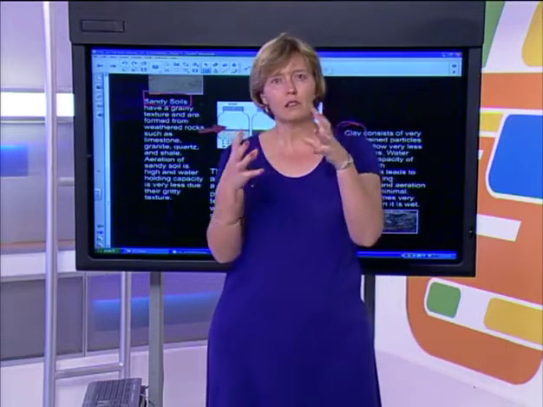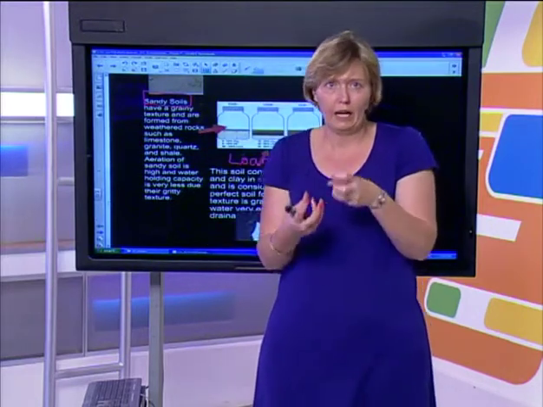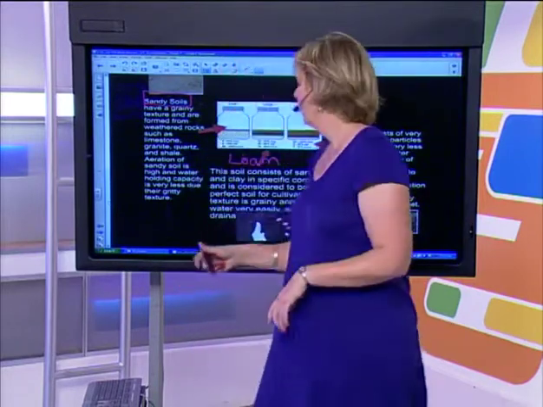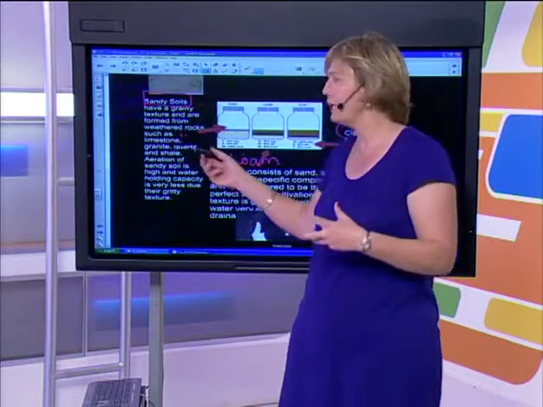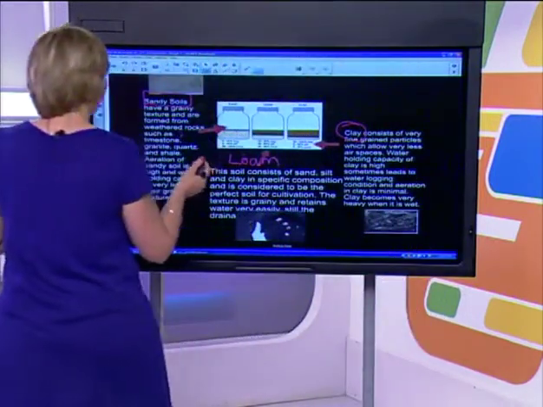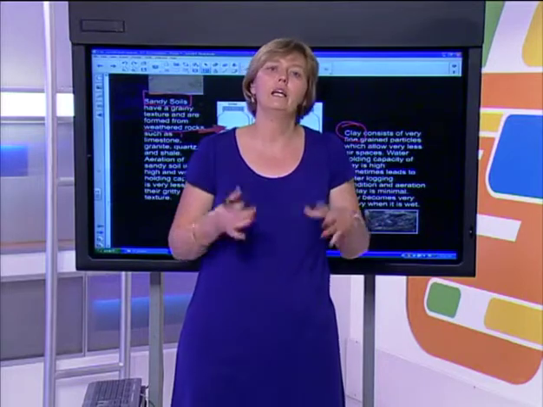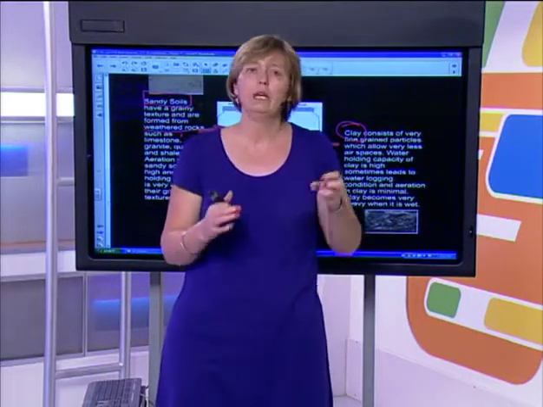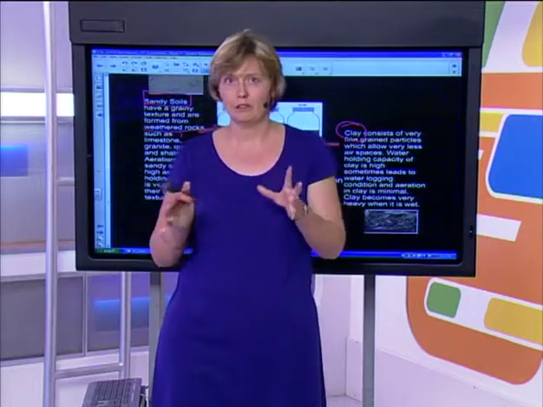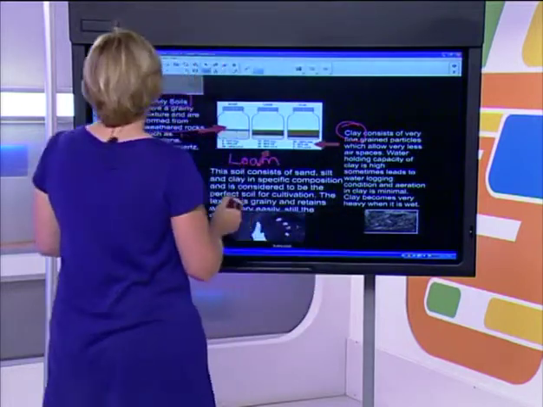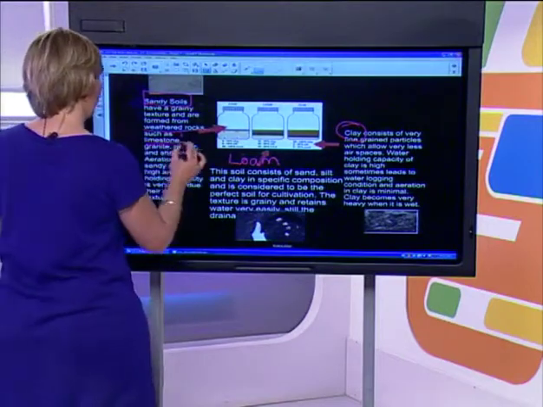Because the particles stick closer together, they hold water, so water doesn't drain very well out of that soil. The type of soil I was talking about, where it just falls out of your hands, was the sandy soil. It has a grainy texture. It's formed from, this is important, weathered rocks. Someone's going to say, but all soil comes from rocks. Yes, you're right. Somewhere along the line, some mountain or rock has been worn down, but different types of rock give us different types of soil.